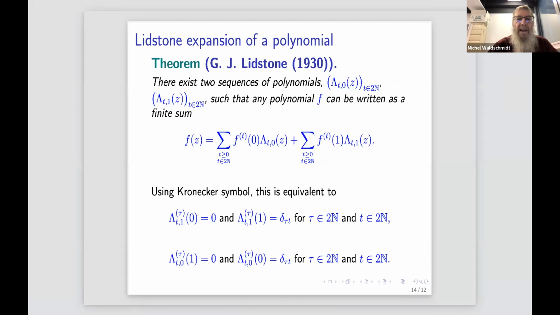And the consequence is that there exist 2 sequences of polynomials, lambda_t^0 and lambda_t^1, such that any polynomial can be written as a finite sum, where you have the derivative of even order at 0 and 1 times these polynomials, lambda_t^0 and lambda_t^1. These Lidstone polynomials have the property that the derivatives of even order at 0 and 1 are 0 apart from the derivative which corresponds to tau = t1 or tau = t0.